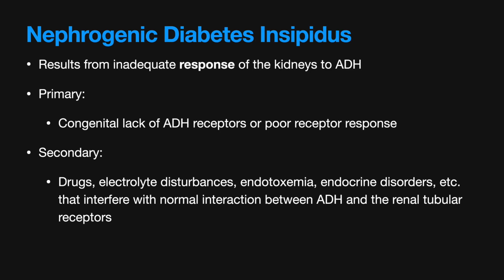Nephrogenic diabetes insipidus results from an inadequate response by the kidneys to ADH. Primary nephrogenic diabetes insipidus results from a congenital lack of ADH receptors or a poor receptor response. Secondary causes of nephrogenic diabetes insipidus include drugs, electrolyte disturbances, endotoxemia, endocrine disorders, etc. These factors are all going to interfere with the normal interaction between ADH and the renal tubular receptors, thus leading to diabetes insipidus. Now we will look briefly at diagnosis.